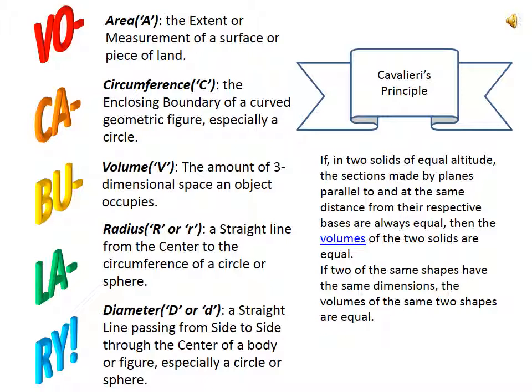We also must go over Cavalieri's principle. If, in two solids of equal altitude, the sections made by planes parallel to and at the same distance from their respective bases are always equal, then the volumes of the two solids are equal. This means that if two of the same shapes have the same dimensions, the volumes of the same two shapes are equal.